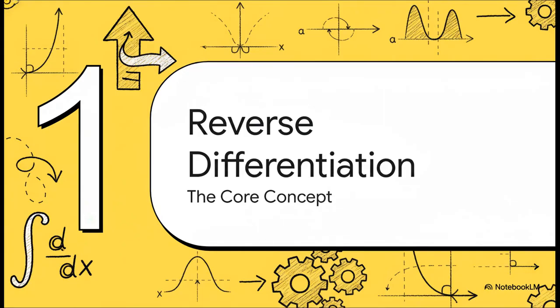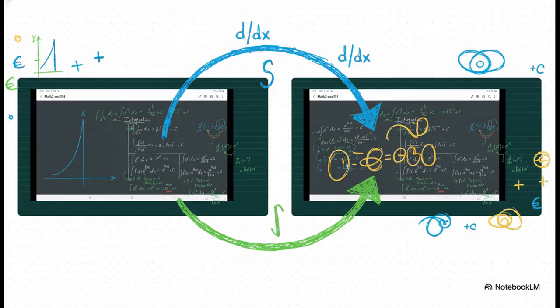Okay, first things first. Let's really hammer this core idea home. Every single integration rule we're going to learn, every single one, comes from this one simple fact. We are just reversing the process of finding a derivative. If you can keep that in the back of your mind, everything else is going to click right into place, I promise.